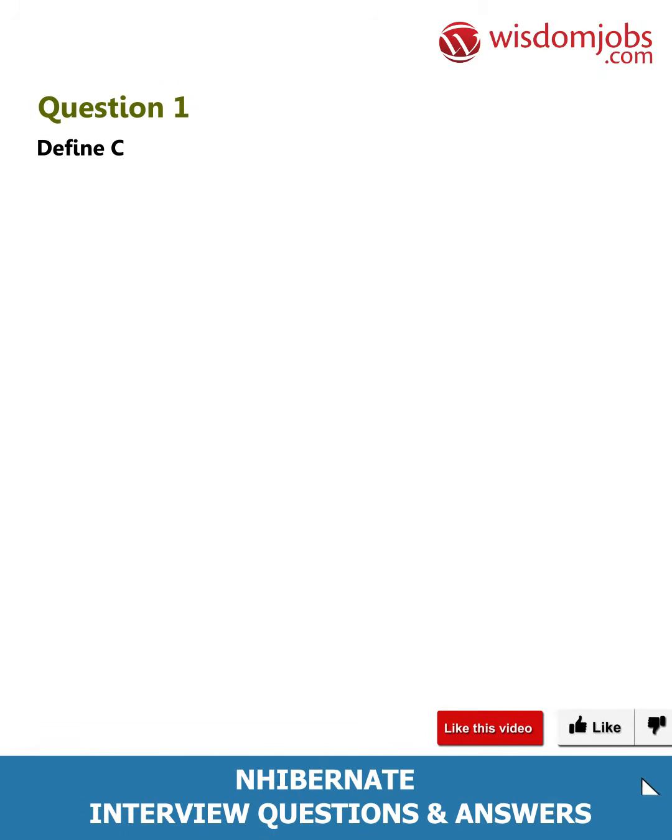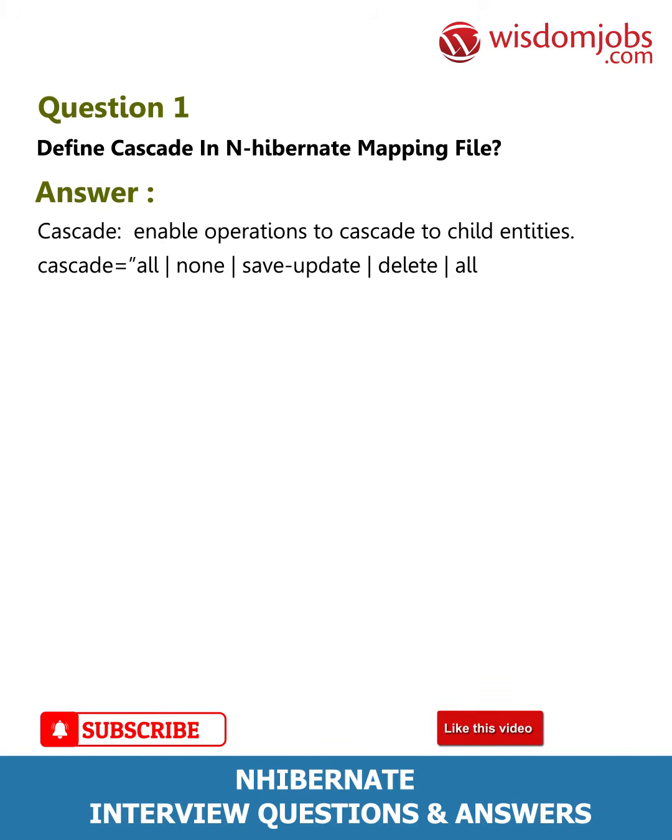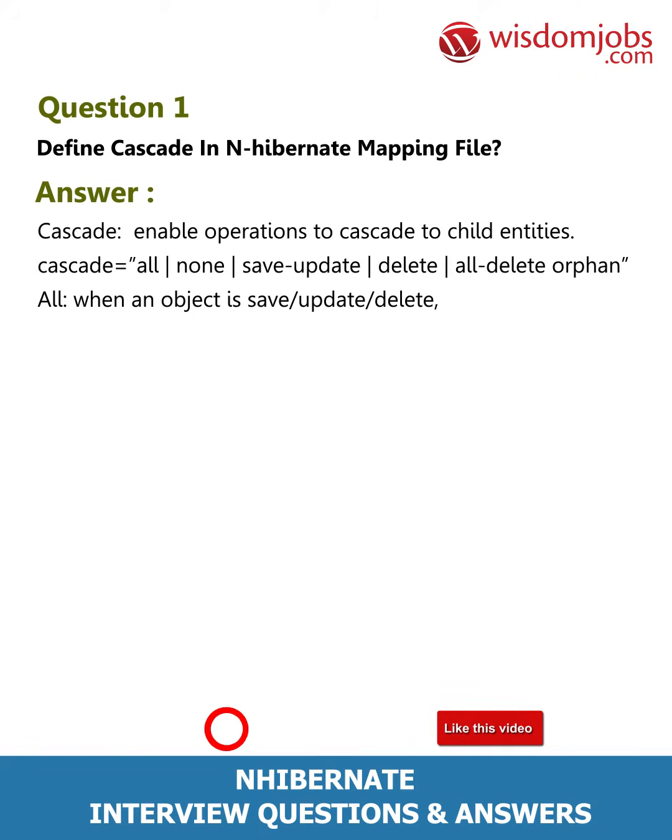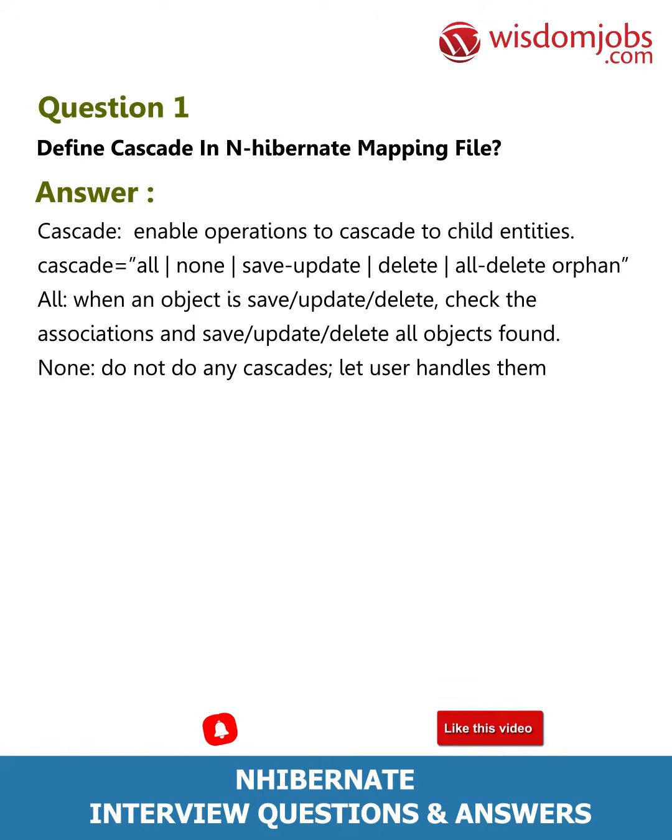Question 1. Define cascade in NHibernate mapping file. Answer. Cascade enables operations to cascade to child entities. Cascade equals all, none, save-update, delete, all-delete-orphan. All: when an object is save/update/delete, check the associations and save/update/delete all objects found. None: do not do any cascades. Let the user handle them by themselves.